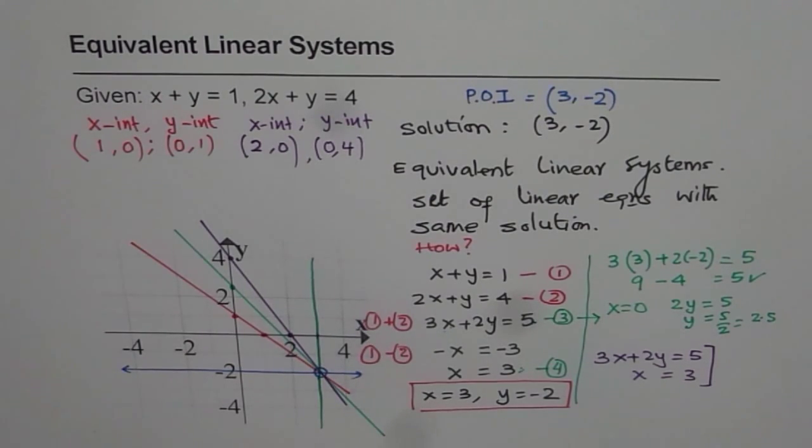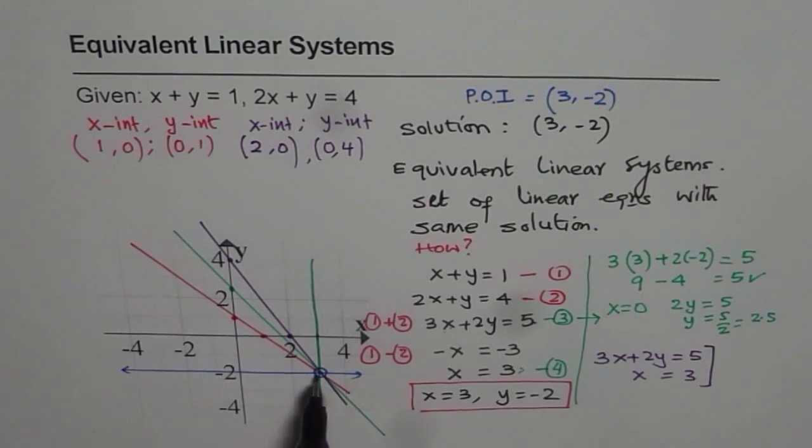right? So what we learned here is that there could be many linear equations representing the same linear system, and these different equations may have different graphs, but all of them pass through one point, and therefore we say they are equivalent linear systems. I hope you learned a lot from here, right?